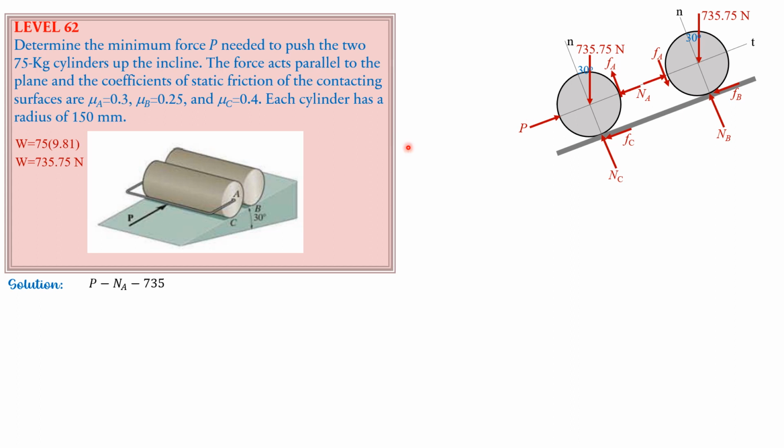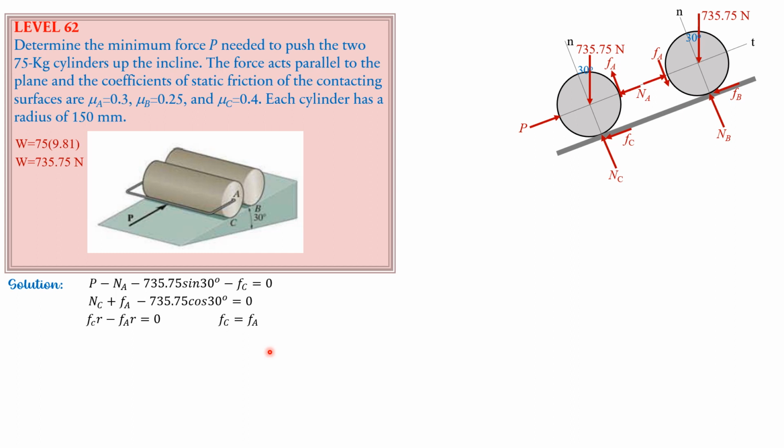So P minus NA minus 735.75 sine of 30 degrees minus FC equals 0. Then summation of forces normal equals 0: NC plus FA minus 735.75 cosine of 30 degrees equals 0. Then summation of moment about the center of the lower cylinder, we have FC times radius minus FA times radius equals 0. So that means FA equals FC.